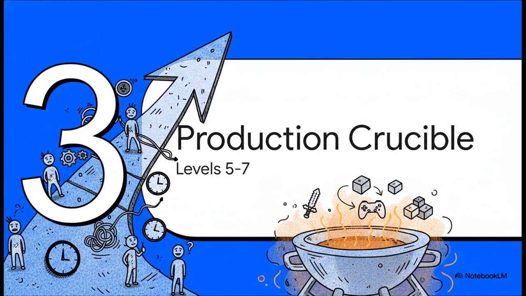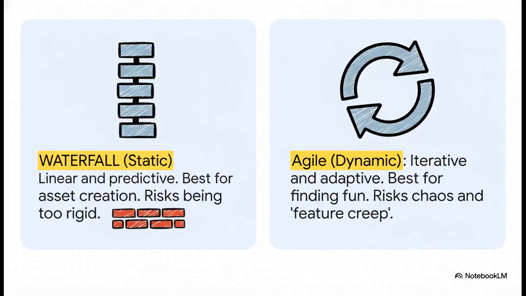All right, we're ascending further now, and this is where things get messy. We're entering the production crucible, the place where all these perfect theories get tested by the harsh reality of hard deadlines and human challenges. And look who's back, our old friends Static and Dynamic Nature, showing up again, this time in production methods. You've got Waterfall, which is static and predictable, like a factory assembly line, perfect for creating things like art and audio. And then you have Agile, which is dynamic and iterative, absolutely essential for finding the fun in gameplay design, but it always risks spiraling into chaos. The truth is, most big studios use a hybrid of both.